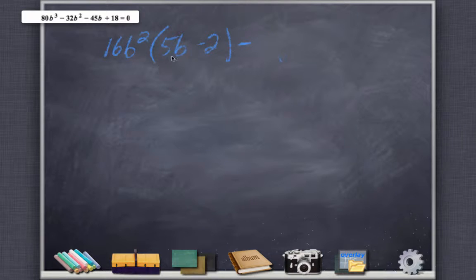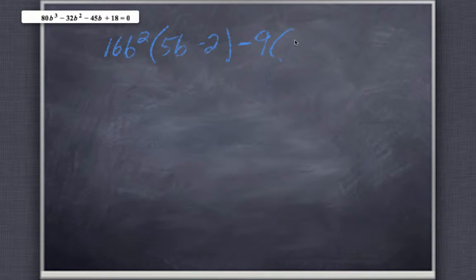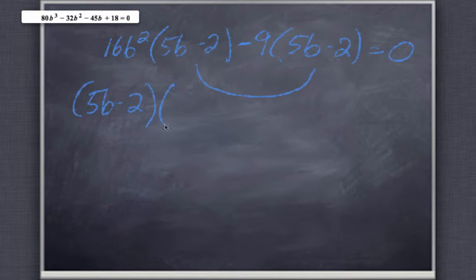So I'm going to factor out a 9. And I get 5b minus 2, and that equals 0. From here, this is the common term. So I factor out 5b minus 2. And if I divide all that by 5b minus 2, I'm left with the 16b squared. Factor it out of here, and I have minus 9.